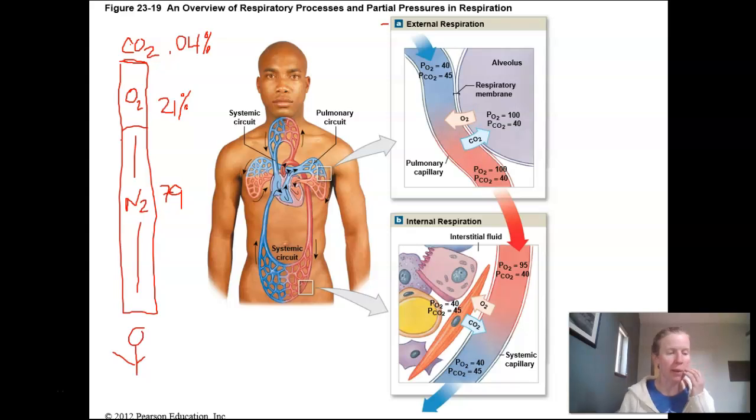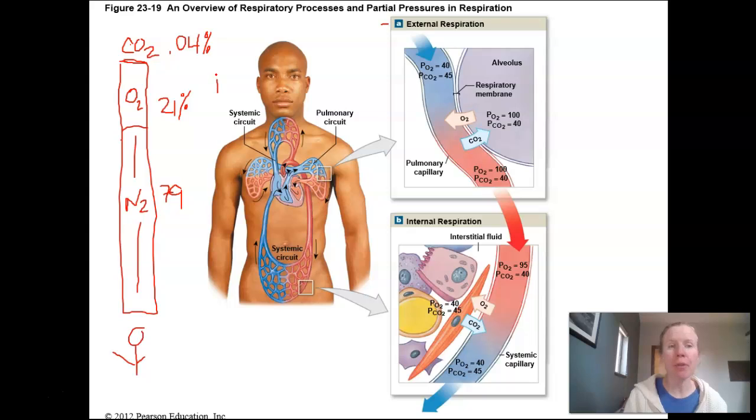21%, 79%. Okay, so all Dalton's law says, right, is that each gas contributes to the total pressure in accordance to its relative abundance, right? So basically what you would do is you would take 760 times 0.79, 79%, and you would find out how much of the column weight is nitrogen, right? I don't have that in front of me. 21% of 760, that I actually have in front of me.